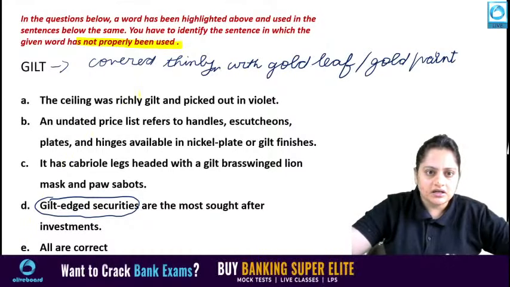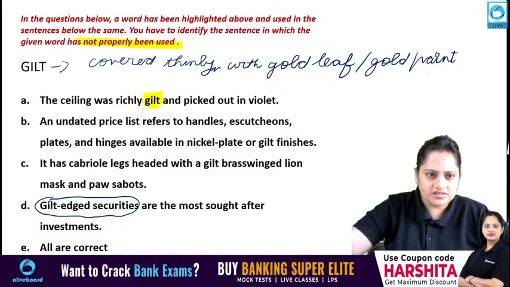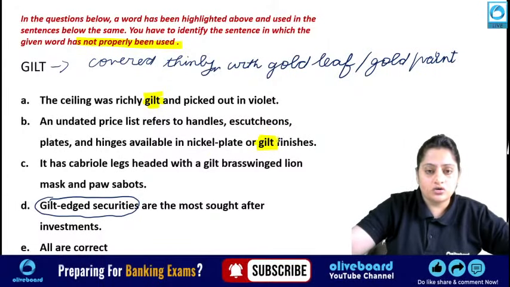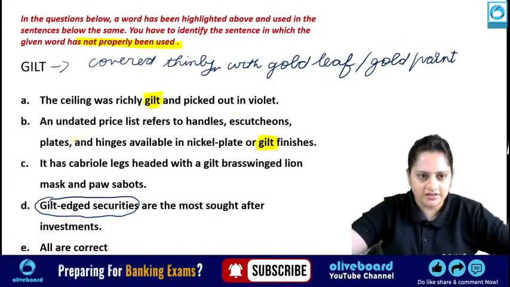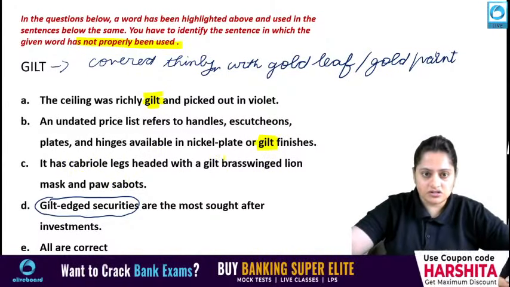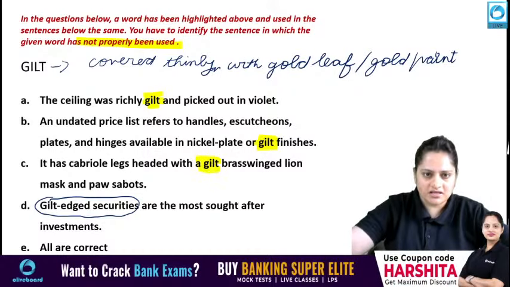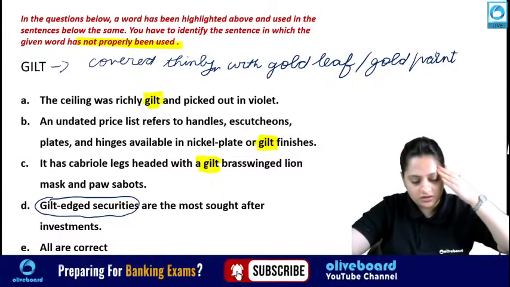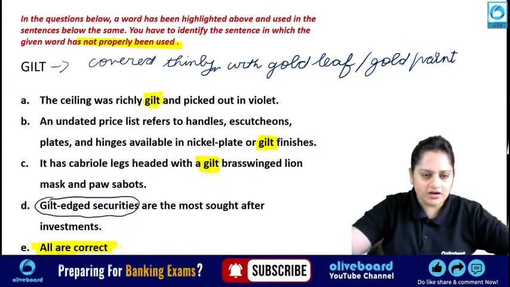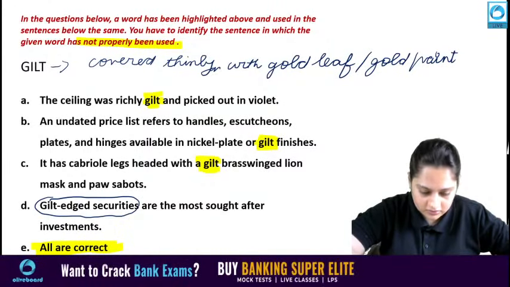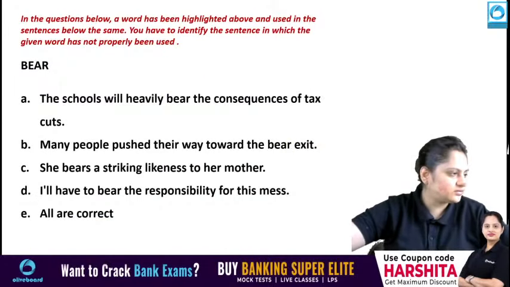Okay, now let's see here. Richly gilt, decorated, covered, you can say. Okay, handles, the plates that we have, hinges. Gilt finish means covered in gold finish, when you give a gold finish to any item. Gilt brass winged lion mask. Okay, this is also, you can say, a mask which is gilt, meaning covered with a layer of gold. It has a cover of gold. Okay, it is actually all correct. All are very correctly used. It's like a gold covering.